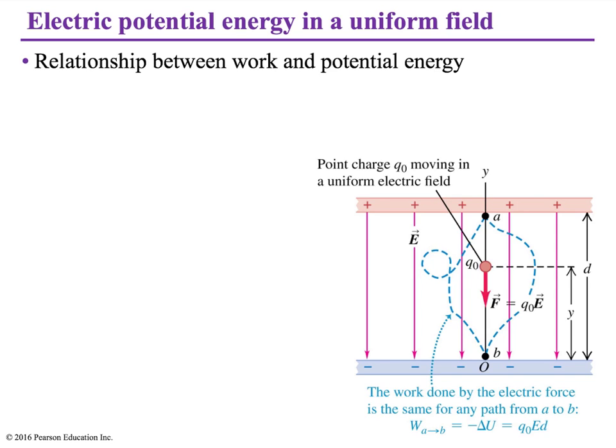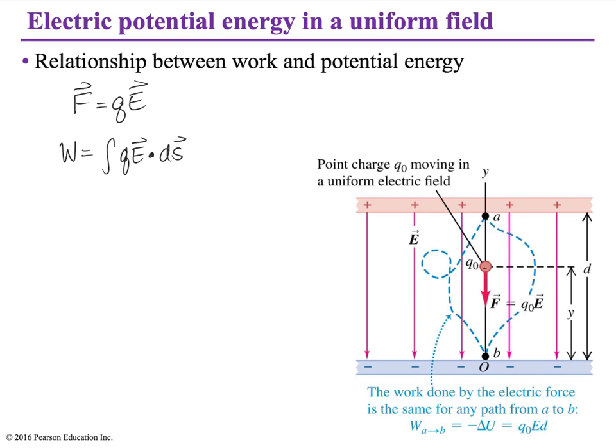But just to review it very quickly, let's suppose that we place a charge right here, Q naught, in a uniform electric field. That charge is going to feel a force. The force is equal to Q times E. And so if we want to look at the work done by that force, it would be QE dot ds.